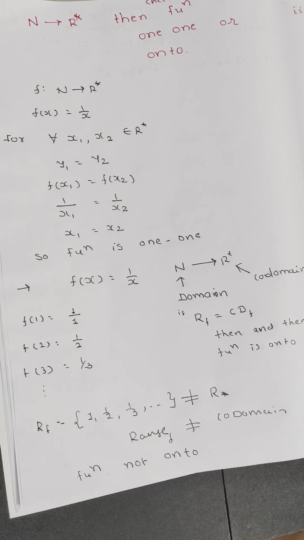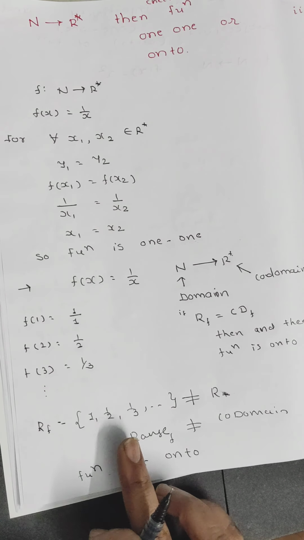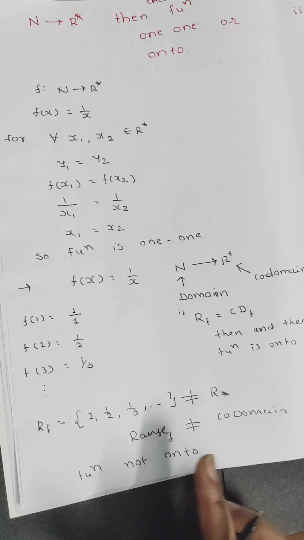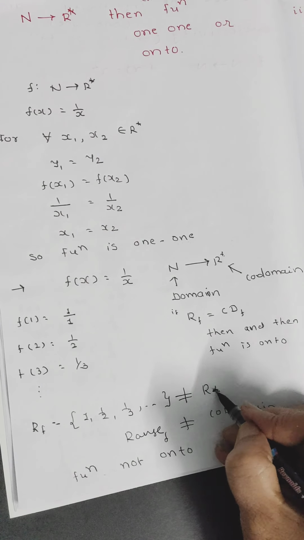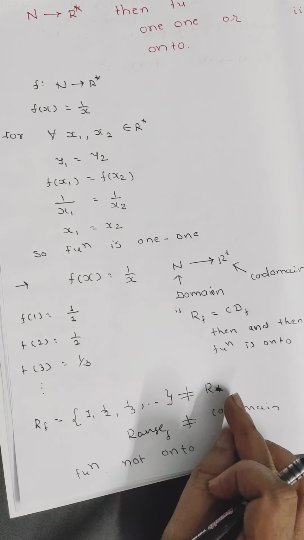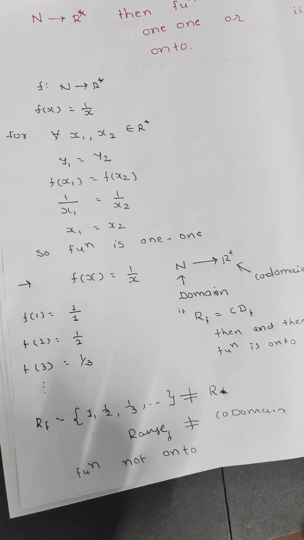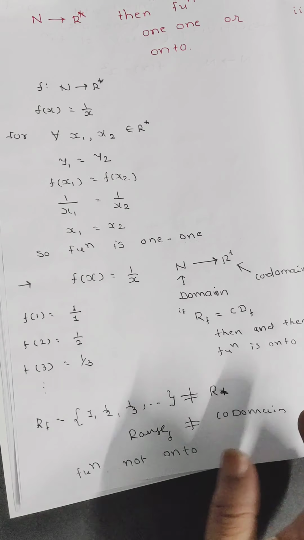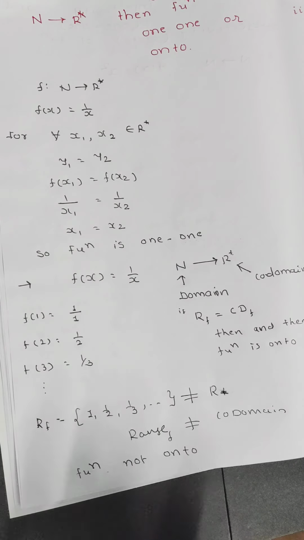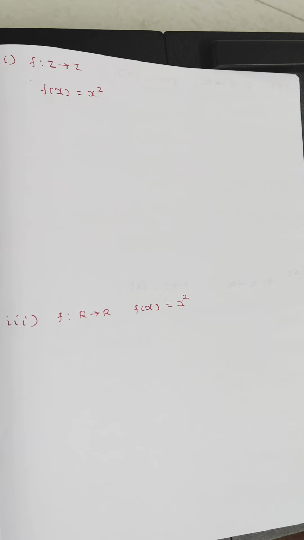Here again I am saying that the range is 1, 1/2, 1/3. In R plus everything is there: 1, 2, 3, 4, 5. So 2, 3, 4, 5 are not in the range, so the function is not onto. If range and codomain are the same, then only then the function is onto. Now you can understand exactly one-one function and onto function.